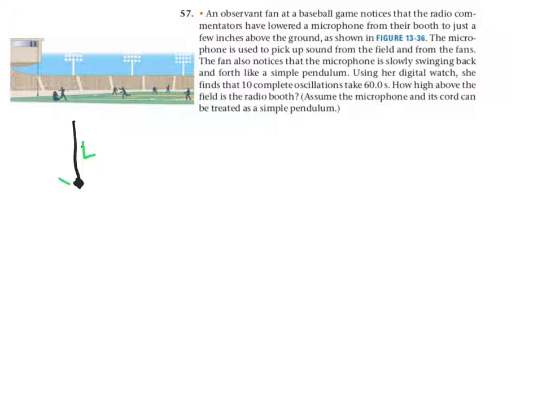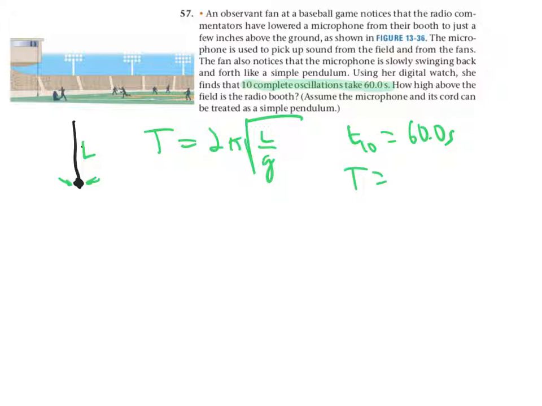moving back and forth. But we know that the period of a simple pendulum is 2 pi square root of L over g. And what do we know? Well, we know that the time for 10 oscillations is 60 seconds, which means that one oscillation, which is the period, is 1/10 of that, or 6.00 seconds.